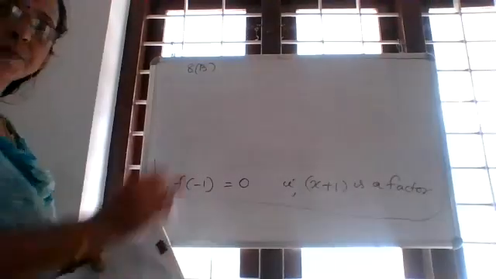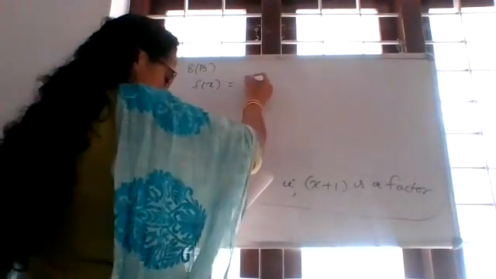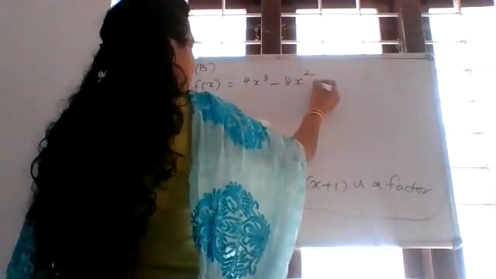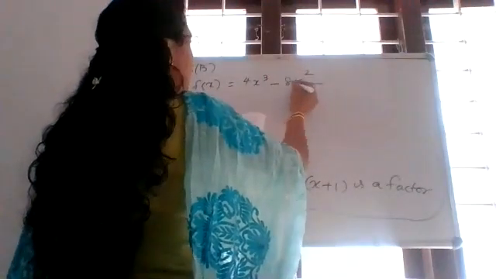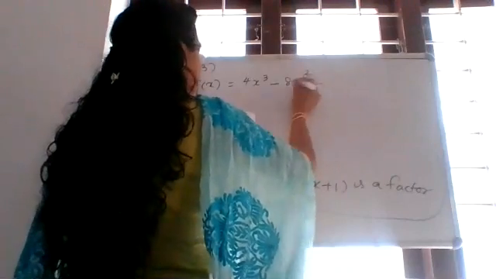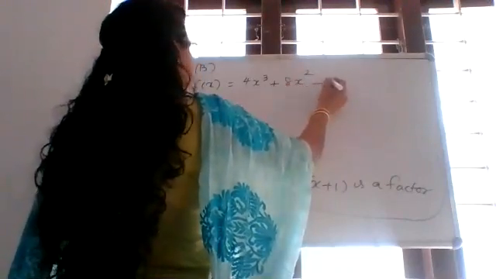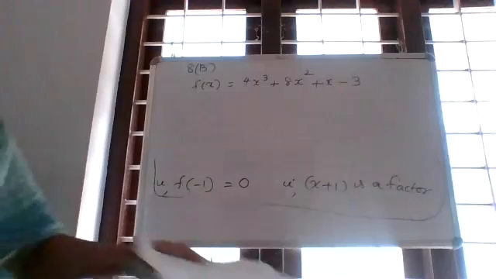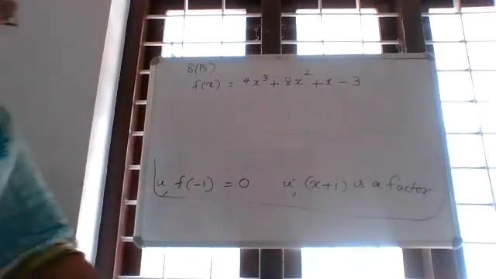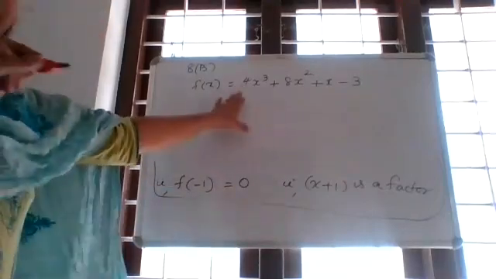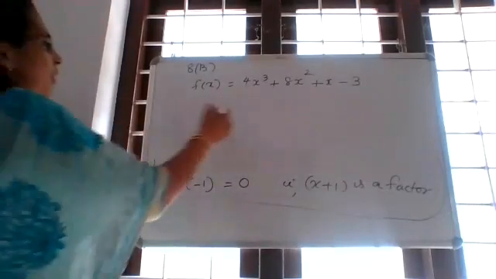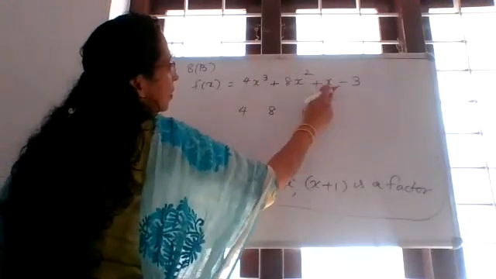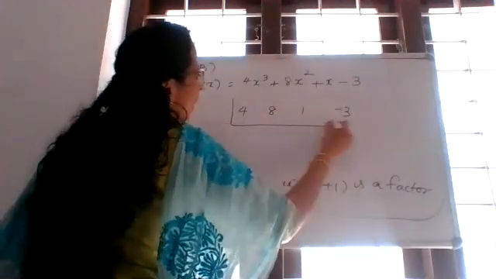Write down the coefficients. F of x is equal to 4x cube plus 8x square plus x minus 3. Is it correct? Yes, ma'am. So 4, 8, 1, negative 3. Then divided by x plus 1.